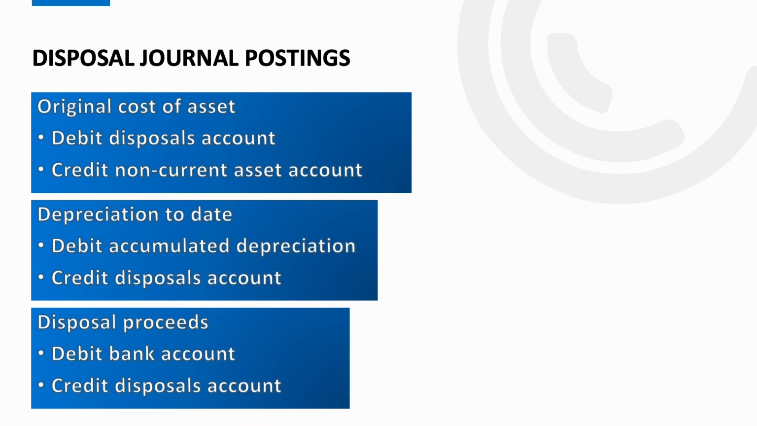The final step is to record the profit or loss on the disposal. If you sold the asset for more than what it was worth in your accounts, you would have made a gain on the sale. If, however, you received less for the asset than what it was worth in your accounts, then you'd have made a loss.